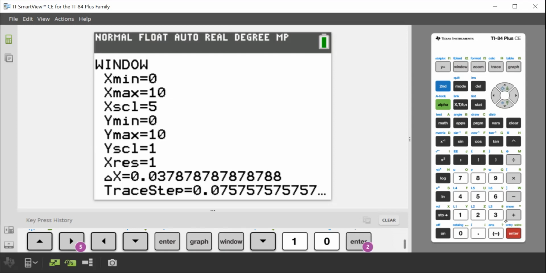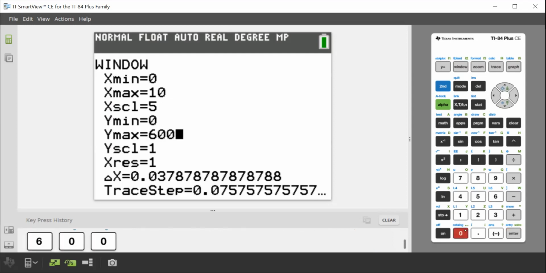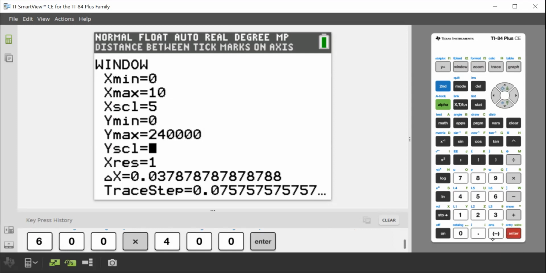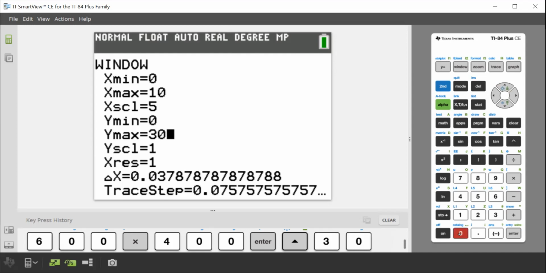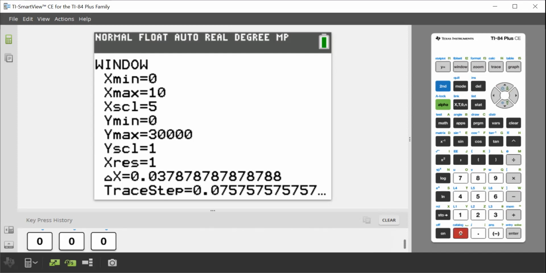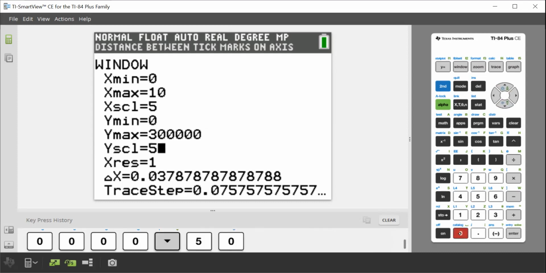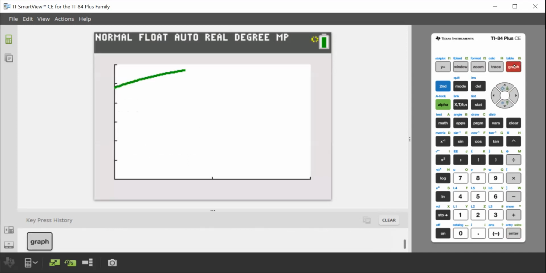Y is the amount of revenue. Well, 0 is the least amount of revenue, but Y max? Well, here's what I'm going to do. The original revenue would have been 600 people times 400, $240,000. What I'm guessing is maybe that revenue goes up to 300,000. See how I took the original revenue and then increased it? Then I go to my scale, and I'm going to make my scale really big, like 50,000. And let's hit graph. Let's see how we did.